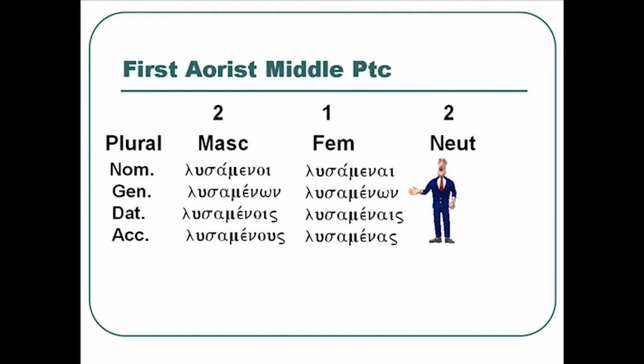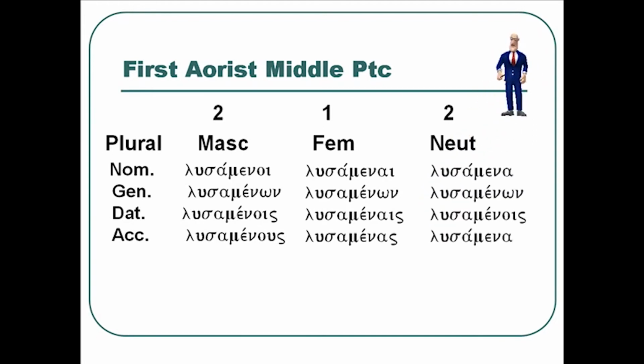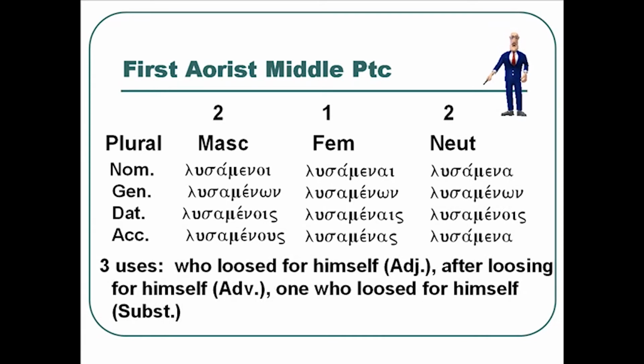First declension used on the feminine middle participle. Lusamenai, lusamenon, lusamenais, lusamenas. And for the neuter, this back to the second declension, hieron type endings: lusamena, lusamenon, lusamenois, and lusamena. Nominative accusative the same, genitive and dative matching the masculine.